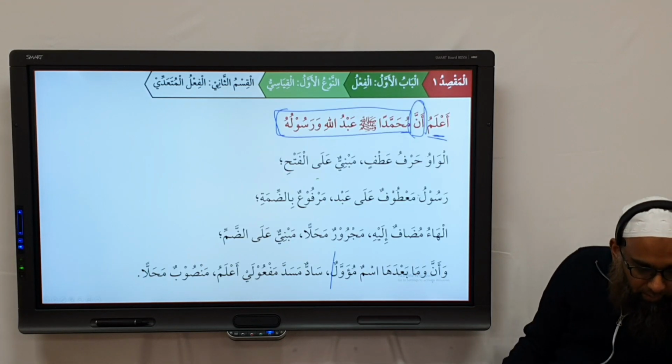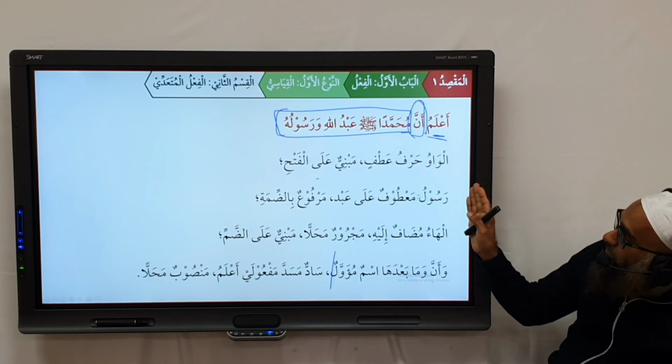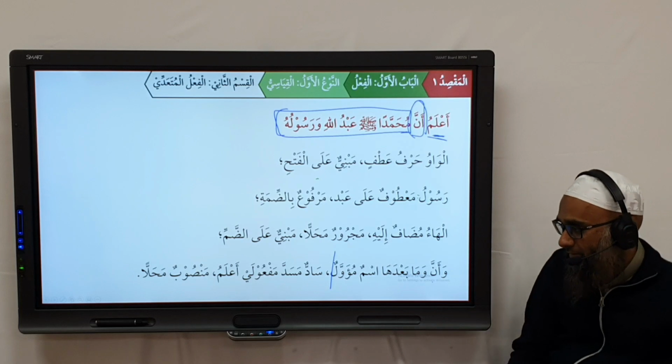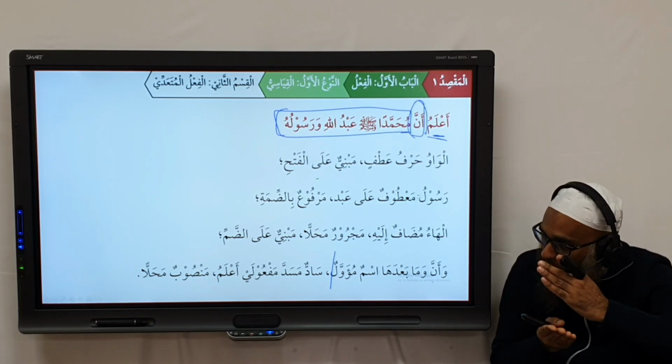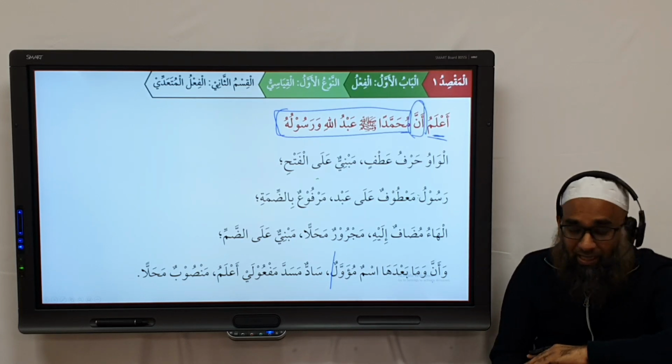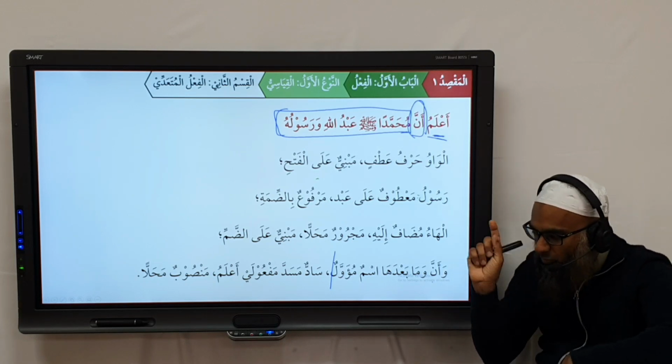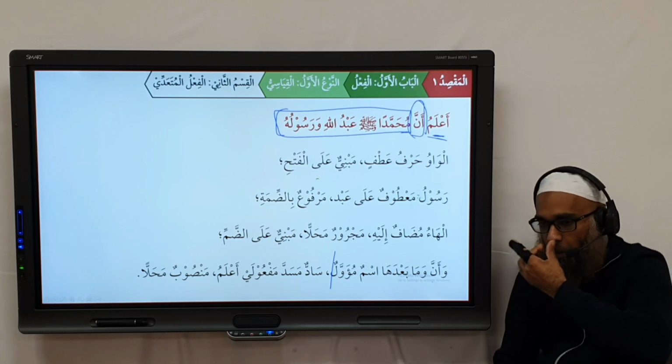Go ahead with the question. If you drop the anna, it becomes a'lamu Muhammadan Abdallahi wa Rasulahu. So then the Muhammad will become maf'ulun bihi awwal, and Abd will become maf'ulun bihi thani. So if you drop the anna, the ism mu'awwal becomes maf'ul bihi awwal and maf'ul bihi thani. You got it?